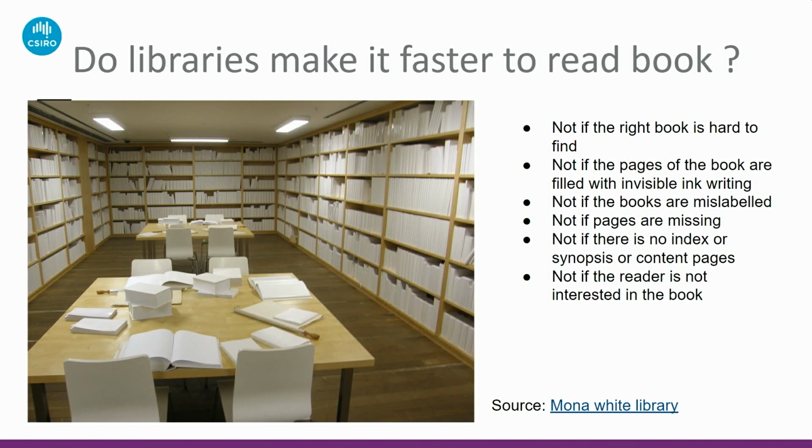This is one of the images I like around the library analogy. This is in MONA in Hobart. It's a piece of art called the White Library. A library doesn't necessarily make things faster if you don't have the right way to find the right piece of data, the right book. If there are no indexes, the books are in, pages are blank. And ultimately, you have to have an interest in finding the right thing.